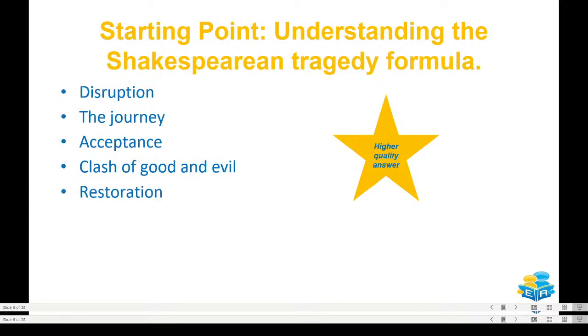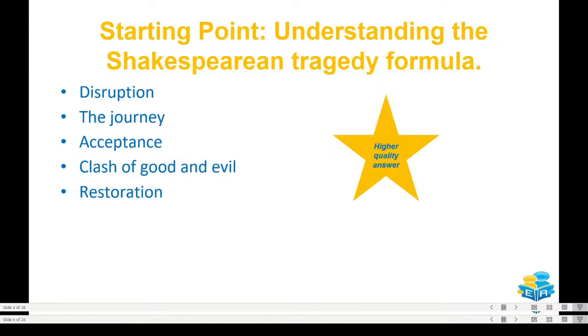So what does this actually mean? Let's translate this for ourselves. When I say disruption, it means that early on in the play, something happens to disrupt the natural order of things. When I say the natural order, all I mean is the way things are done, the way things happen. The disruption in Lear obviously is in the opening scene.